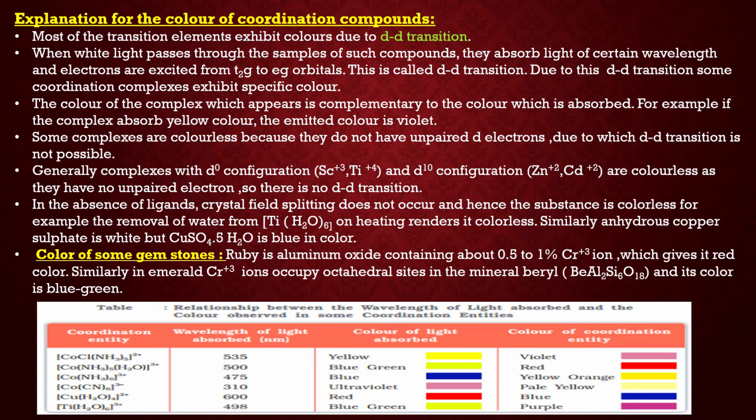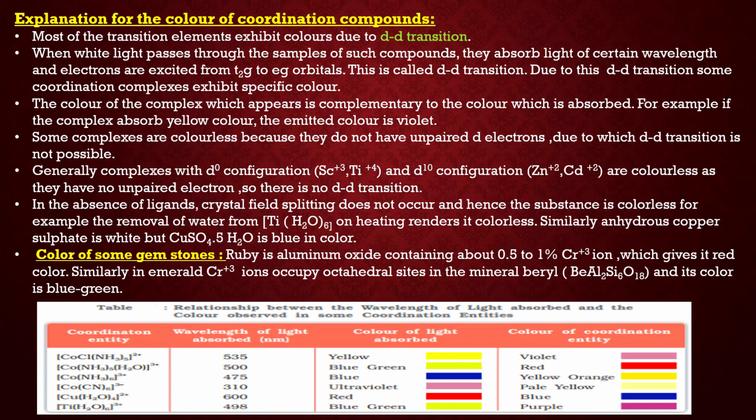Now the next topic is colors of coordination compounds. What is the reason for the color of a coordination complex? The reason is simply dd transition. Now what is this dd transition? When white light passes through the sample of coordination compound, they absorb certain wavelengths from that light, and by absorbing this energy, electrons are excited from t2g to eg orbitals. This transition of electron from t2g to eg is called dd transition. And due to this dd transition, some coordination complexes exhibit specific color.